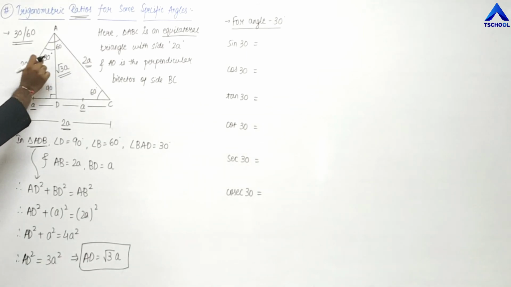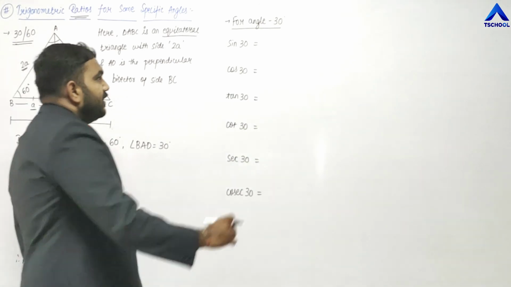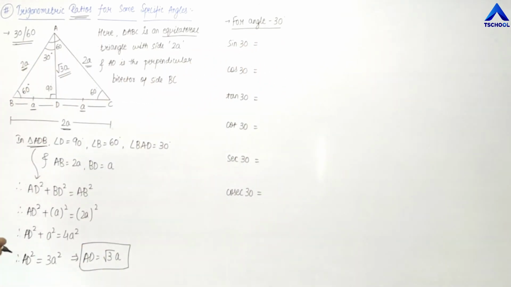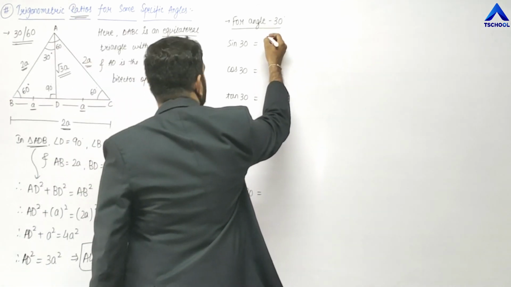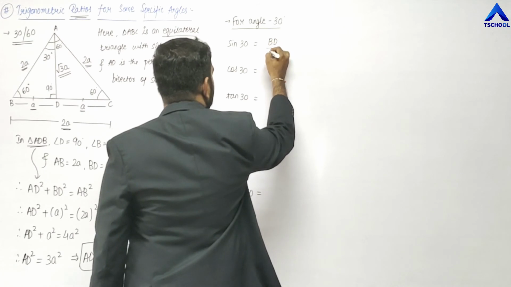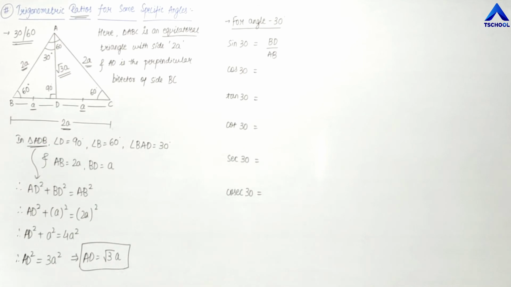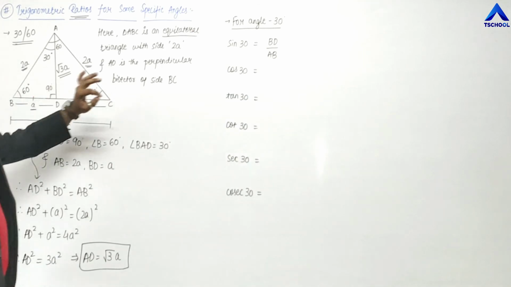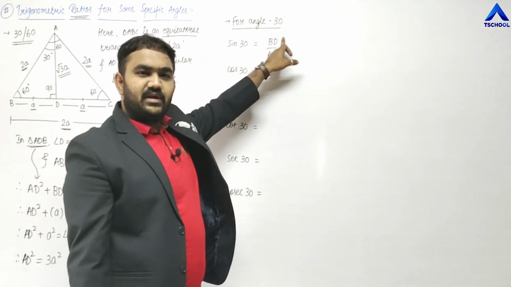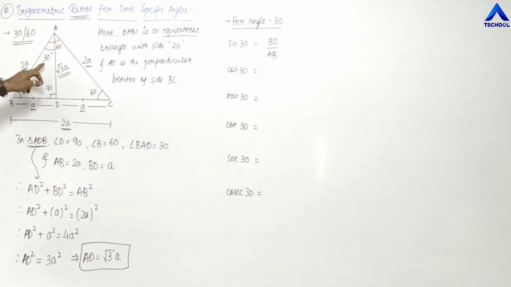So here we have the angle 30. For angle 30, what is the side opposite to 30? BD. What is the hypotenuse? This will be considered as the hypotenuse. So side opposite to 30, that is BD, divided by the hypotenuse, which is AB. Let me write down each step one by one. Sin 30 is side opposite to 30 divided by hypotenuse, which is BD divided by AB.